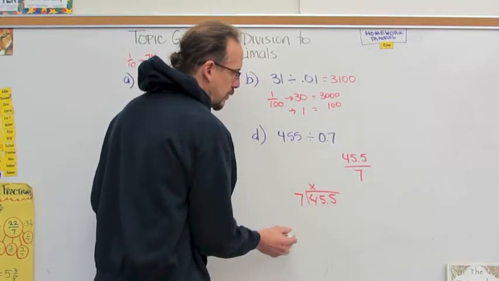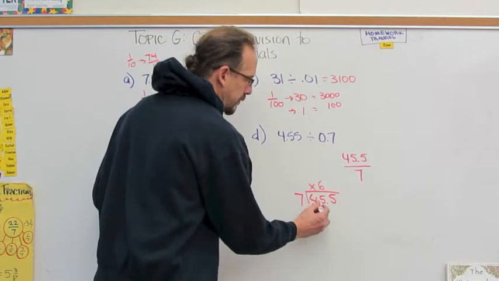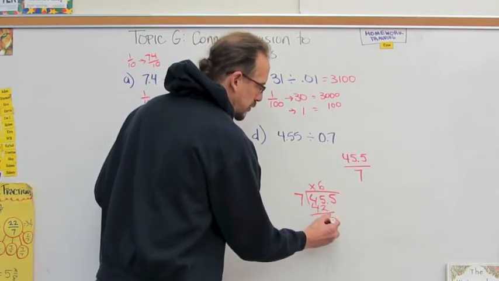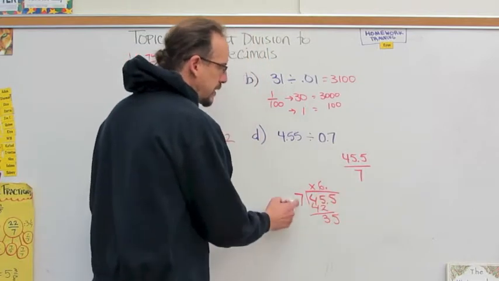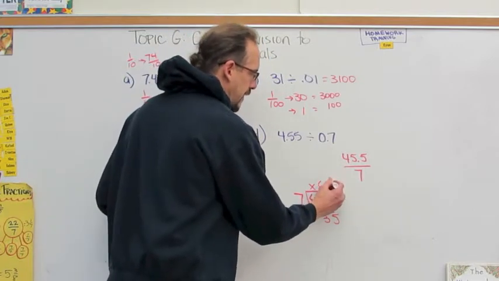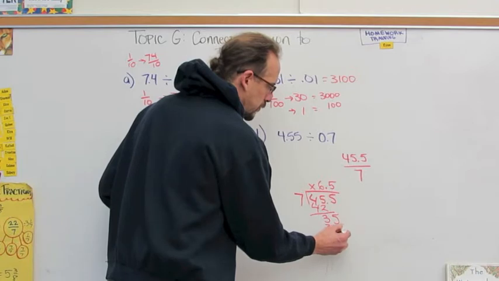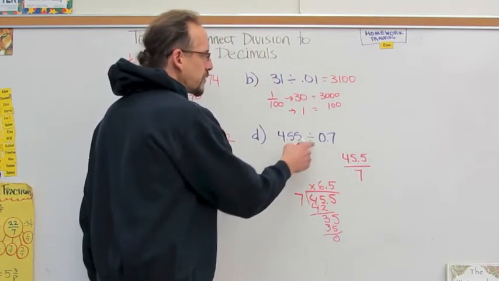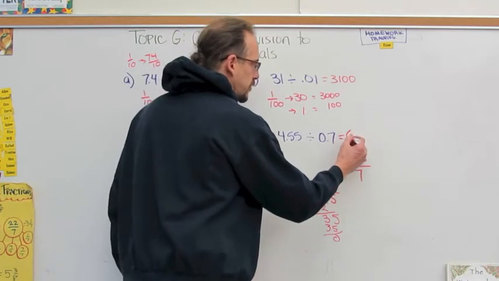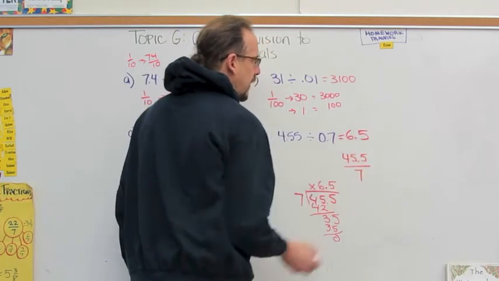And 7 would not go into 4. It does go into 45 6 times. I'm going to put my decimal straight above there. 7 goes into 35 5 times. And so 4.55 divided by 0.7 would equal 6.5.